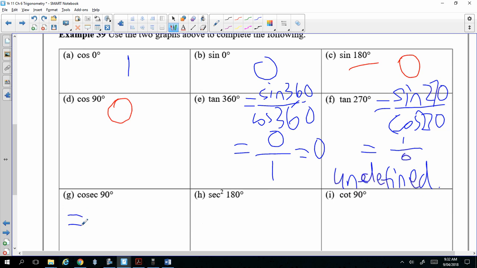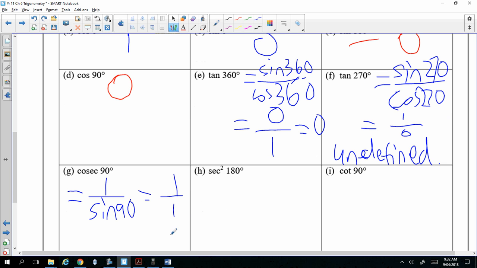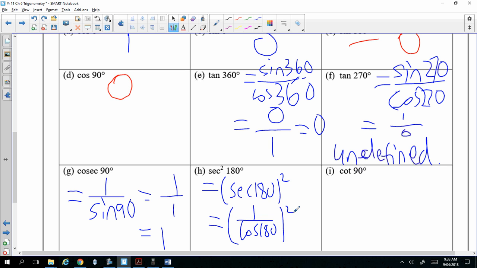Alright, sec squared means sec 180, then bracket squared, which becomes 1 over cos 180, all squared, like that. And what's cos 180? Going back to the graph, cos 180 is minus 1. So if you do 1 over minus 1 squared, that should be positive 1.